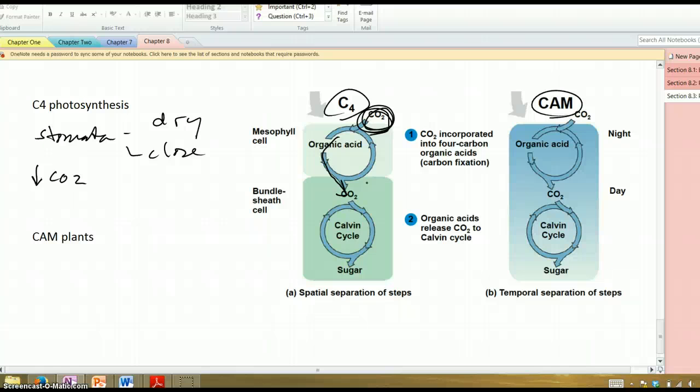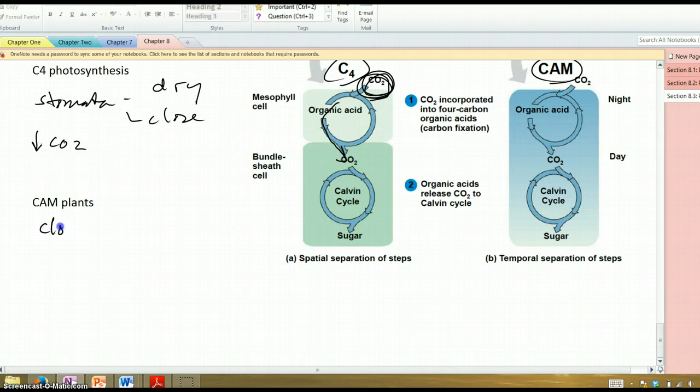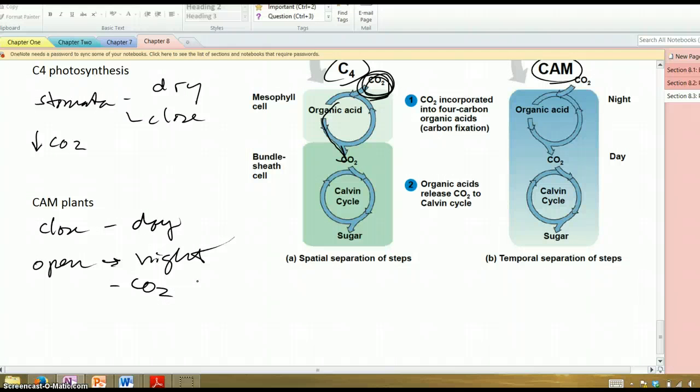All right, CAM plants. Their adaptation to dry conditions is that they basically close their stomata during the day, no matter what, and they're open at night. Of course, at night it's cooler and there's less evaporative pressure from the leaves. So when you have your stomata open at night, you won't lose as much water as during the daytime through your leaves, but you can basically acquire the CO2 you need. So basically, these plants get all the CO2 they can during the night.